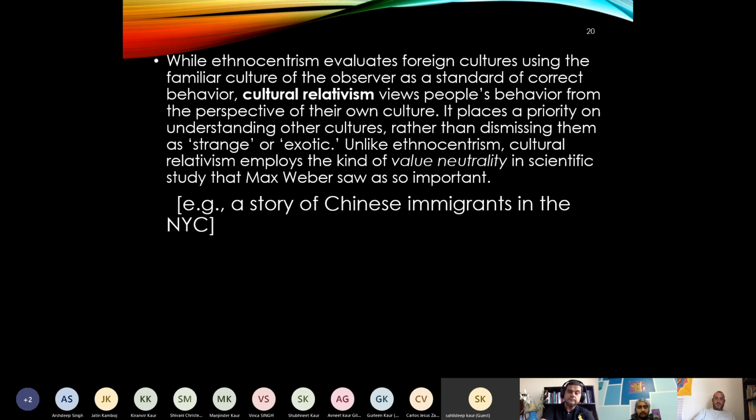Cultural relativism views people's behavior from the perspective of their own culture. It places a priority on understanding other cultures rather than dismissing them as strange or exotic. Unlike ethnocentrism, cultural relativism employs the kind of value neutrality in scientific study that Max Weber saw as so important. Example: a story of Chinese immigrants in NYC. Okay, very good. Thank you very much, Balraj.